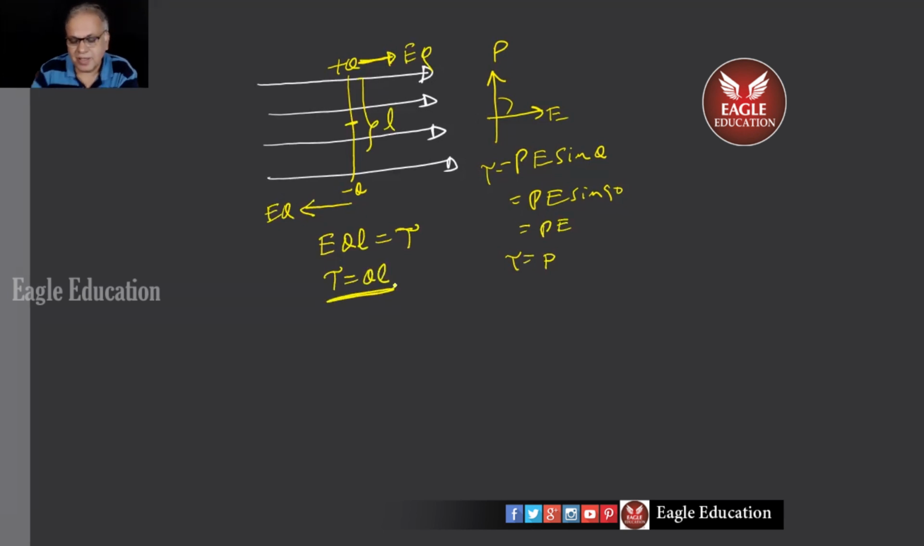So the dipole moment is nothing but the torque experienced by the dipole at the instant when it makes 90 degrees with the field, and field magnitude is 1 unit. So that's the meaning of electric dipole moment.